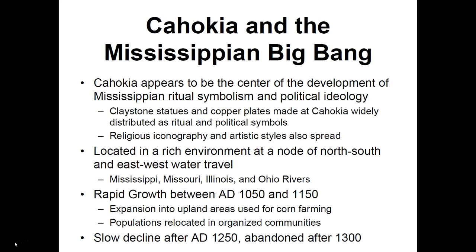Cahokia went through a slow decline after AD 1250 and was abandoned after AD 1300. There was a severe period of drought that swept across the entire North American continent during this period. You may know it from the American Southwest, where the terminal part of this drought led to the abandonment of the Four Corners region. And it's possible that this drought also led to a transformation of Mississippian economies, an abandonment of many of the large centers during this period, and a reorganization into smaller communities.